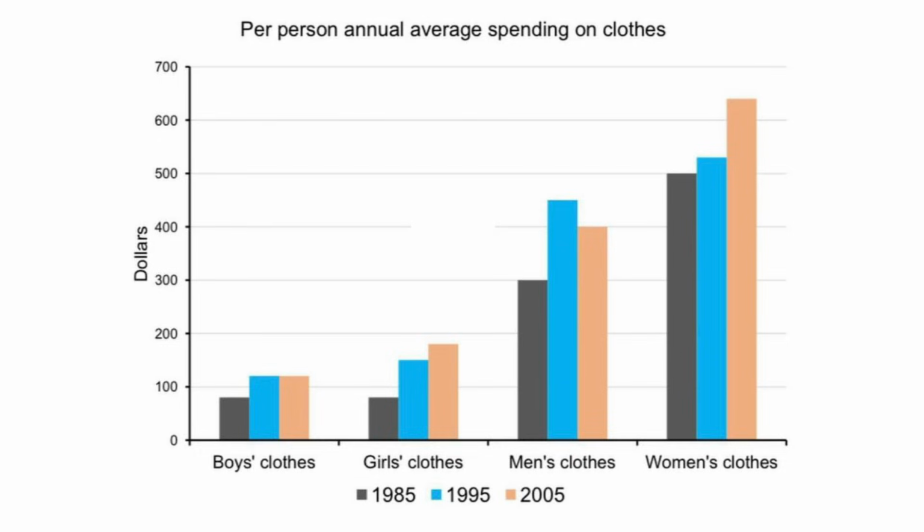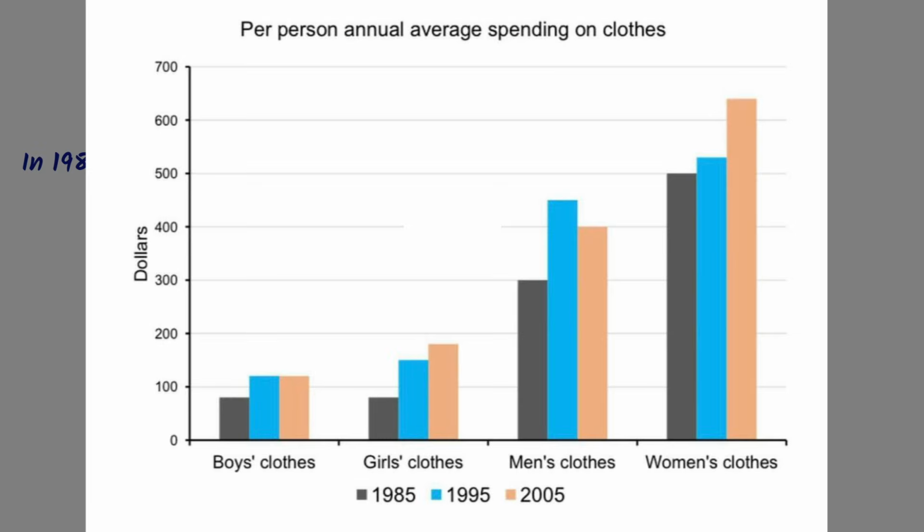All right, so in this case, you show the examiner that I'm going to write about this date, right? In 1985, now let's analyze the data. In 1985, as you can see, the spending on boys and girls was the same, right? It's almost around 80%. And large amounts were spent on men's and women's clothes. Men's was $300, and for women it was $500.